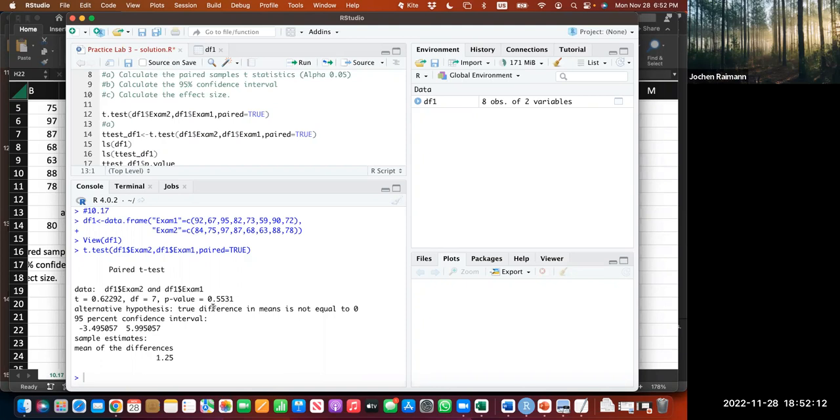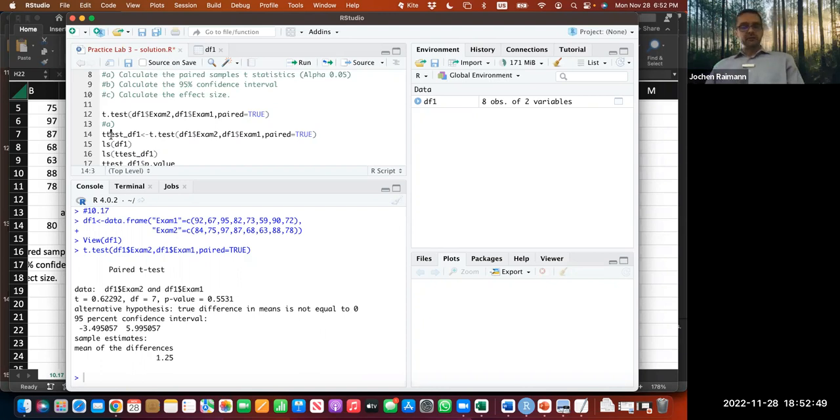It also provides you with the alternative hypothesis of your test. It gives you a 95% confidence interval, which is consistent with what we've calculated. It does not contain 0. Therefore, we accept the null hypothesis, and it gives you the mean of the differences of 1.25. So it's basically everything we did in 20 different cells, and R does it in one line of code. That's the beauty of R. So that's basically the analysis that we've done.